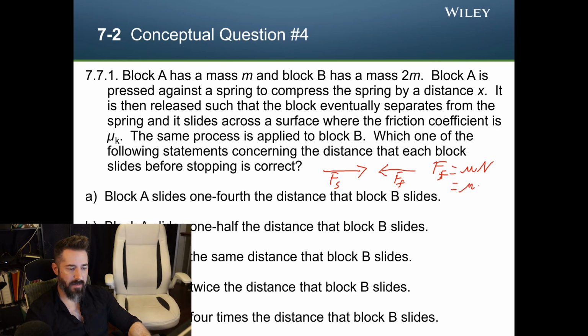And so if we take that and make it mg, well, you have block 1 equals mu mg, and then block 2 would then equal mu 2 mg. Right, so the frictional force acting on the one that's twice as heavy is twice as much. So for the block that is 2m, we can say it will go half as far, or the lighter one will go twice as far. So these are all in terms of block A.